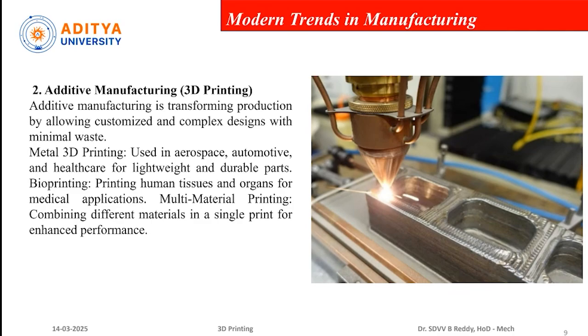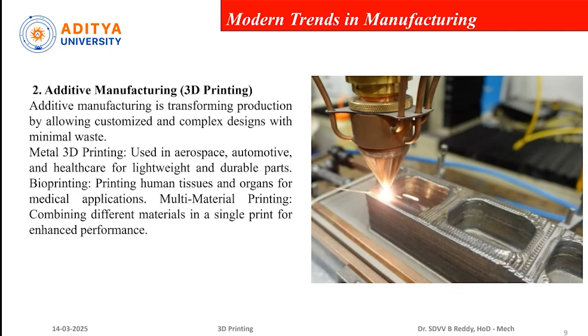And nowadays, not only plastic, but with the advancement in mechanical engineering, we have metal 3D printing. It is used in aerospace, automotives, and also healthcare, where lightweight and durable parts are available. If you can see here, whatever the model I am showing here, that is metal 3D printing. It was prepared with metal.